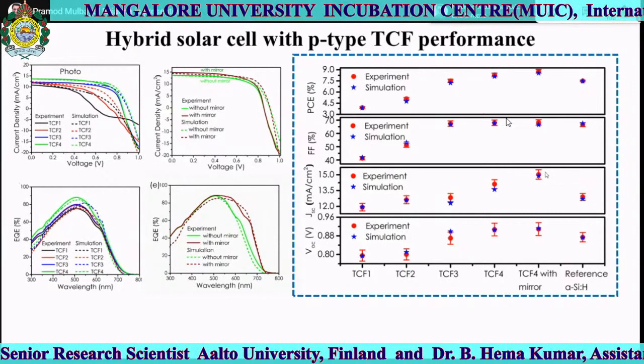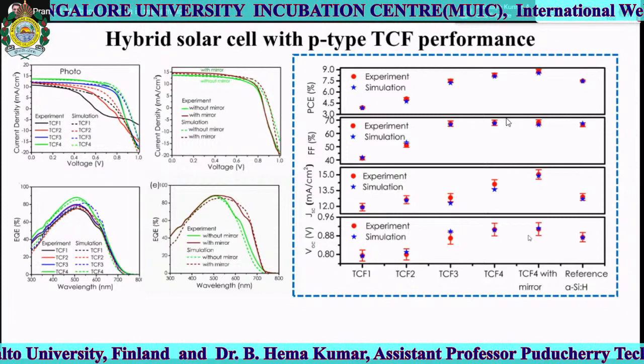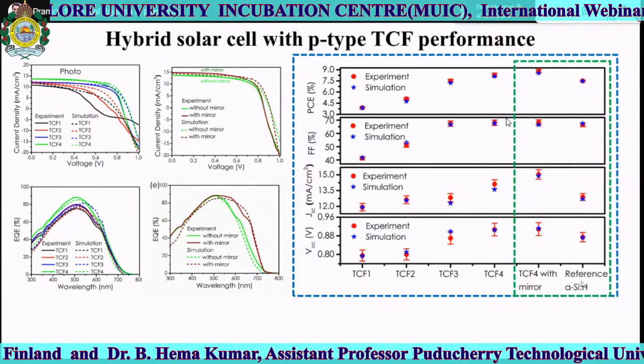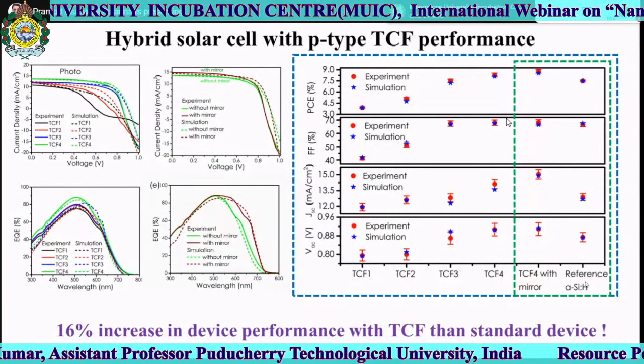And the current density is very high, close to 15 milliamp per square centimeter. The open circuit voltage is nearly 1 volt, which is very, very high. When we compare the TCF4 with the mirror to the reference, we see that in all the parameters, the TCF4 with the mirror performs much better, and we have a nearly 16% increase in device performance compared to the standard reference device, which is mentioned here as the standard device.